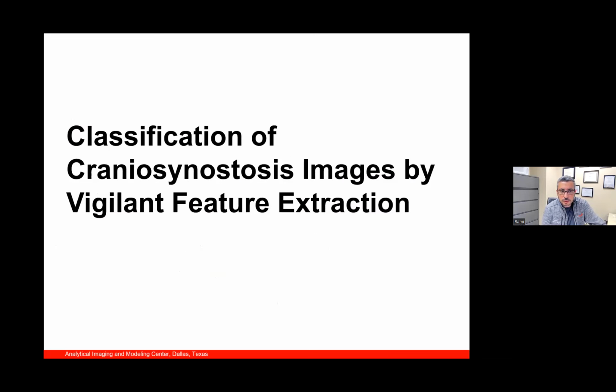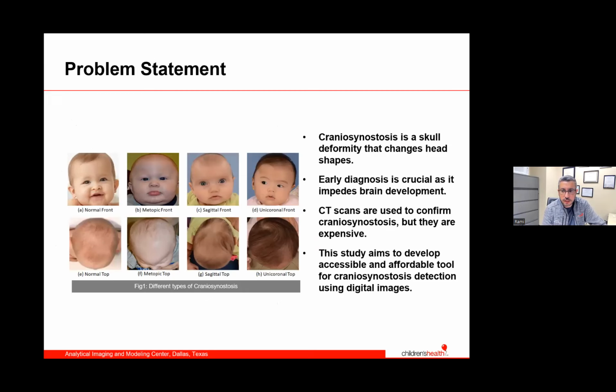But we are dealing with 2D, with 3D images, right? Even like 3D photography. Although this can eliminate radiation, many patients don't have access to 3D images. And also what I've done so far is only based on metopic craniosynostosis. What about all other craniosynostosis like sagittal or unicoronal?